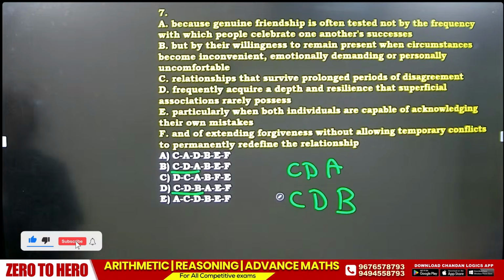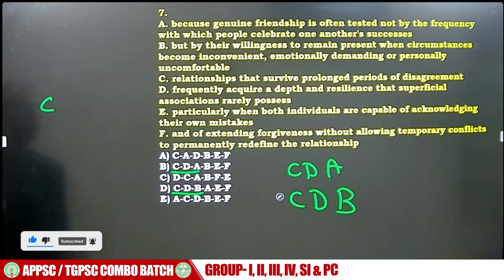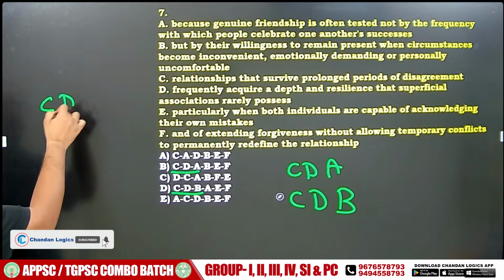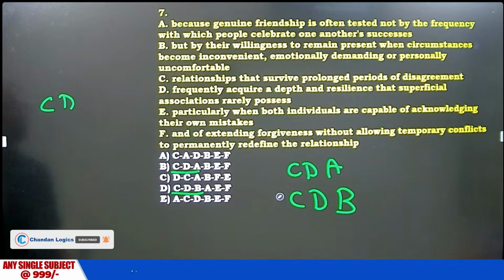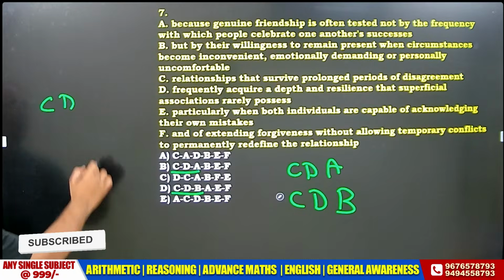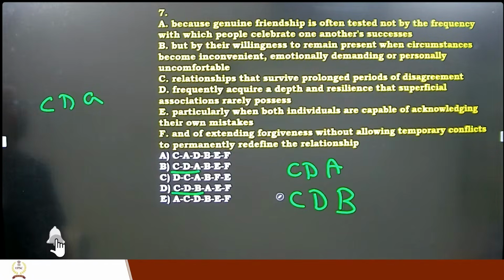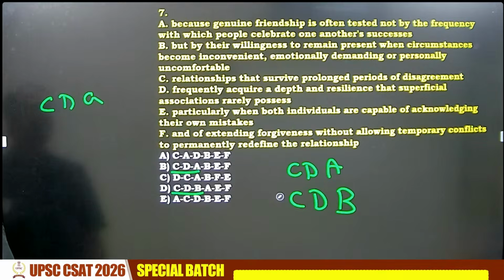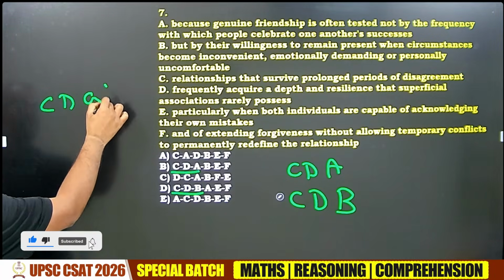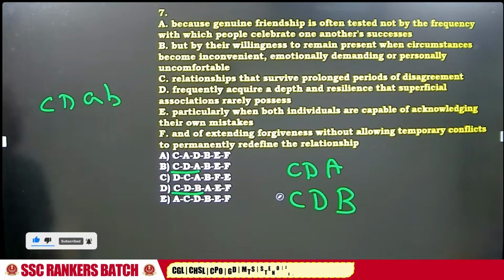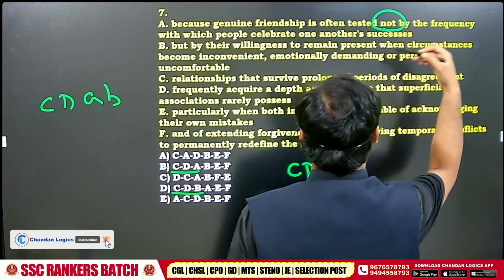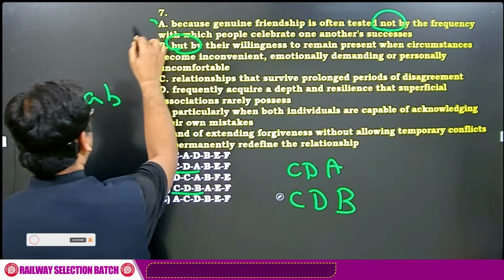Try the CDA. Relationships that survive prolonged periods of disagreement frequently acquire a depth and resilience that superficial associations rarely possess. Because genuine friendship is often tested not by the frequency with which people celebrate one another's success, but I think there is a clue here actually. It is not tested like this, but it is tested like this, AB.